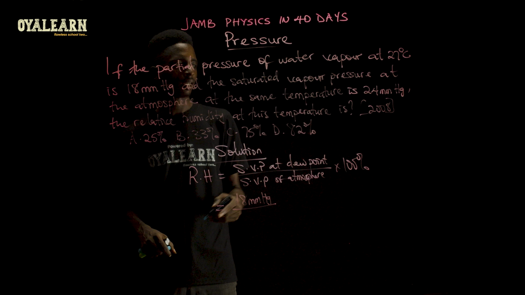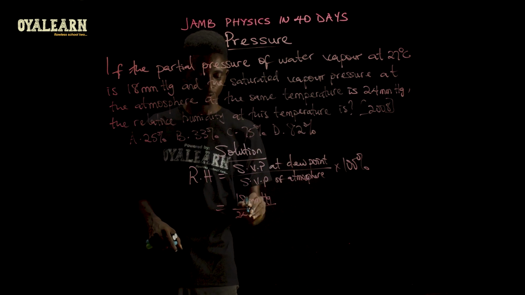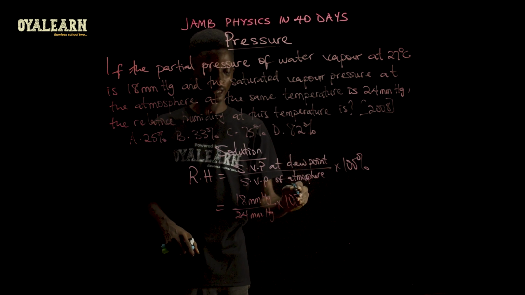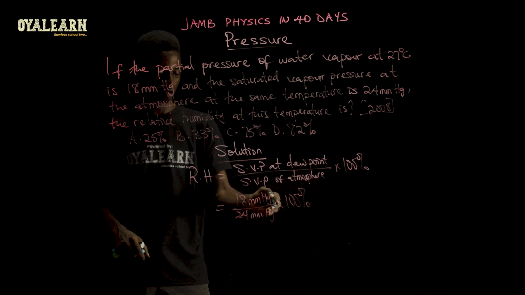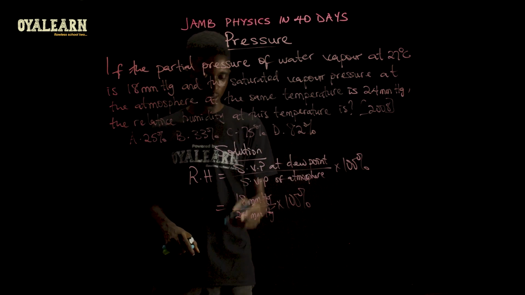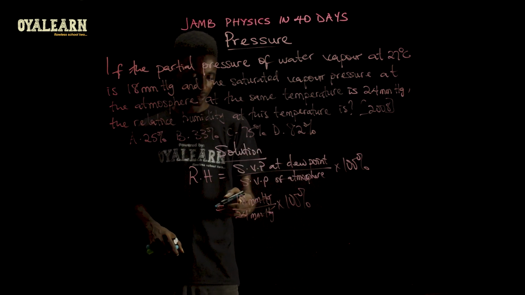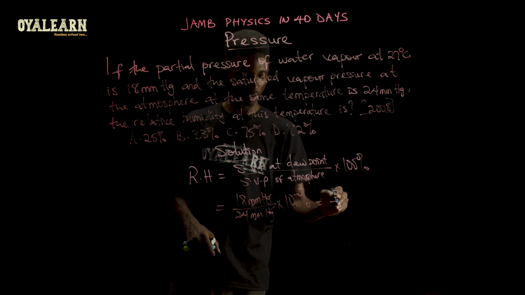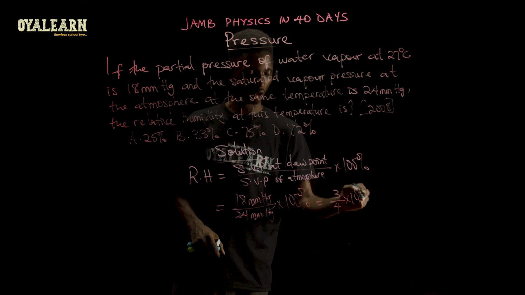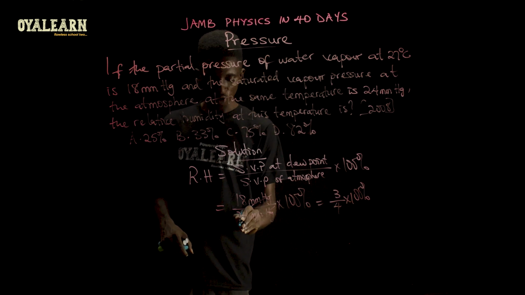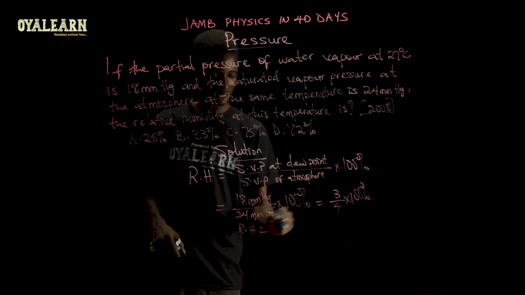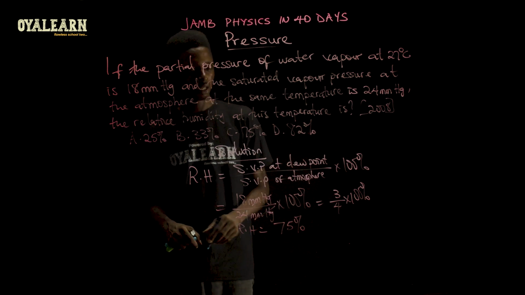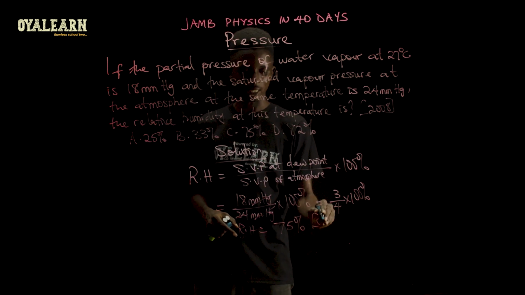Now divide by that of the atmosphere, that's 24. Then we multiply this by 100%. So mmHg cancels out. What goes here? 6 goes here 3 times, 6 goes here 4 times. So what we have is 3 over 4 times 100%. So relative humidity is therefore 75%. So the correct option therefore is option C.